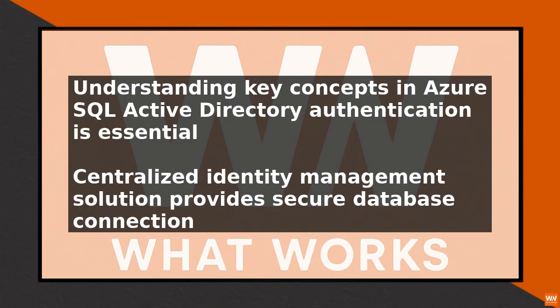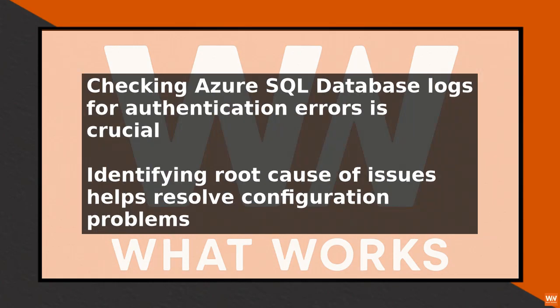identity management solution. The first step in patching Azure SQL Active Directory authentication is to check for any existing authentication issues. This can be done by reviewing the Azure SQL database logs for any authentication errors. If errors are found, it is essential to identify the root cause of the issue, which could be due to incorrect configuration or outdated patches.